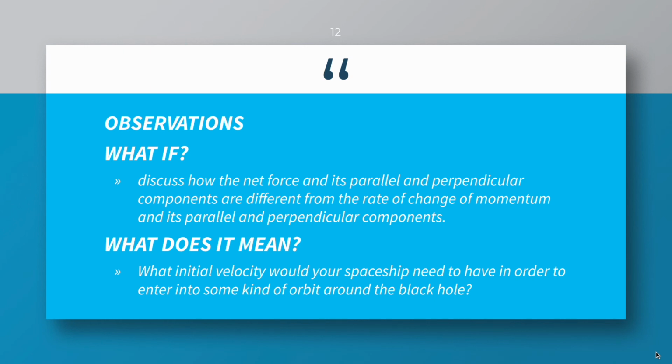For "what does it mean," we're answering what initial velocity your spaceship would need to have in order to enter some kind of orbit around the black hole. To calculate the value for this velocity, I would just do trial and error with different speed values and enter these into GlowScript over and over again until the spaceship enters into some sort of orbit around the black hole.